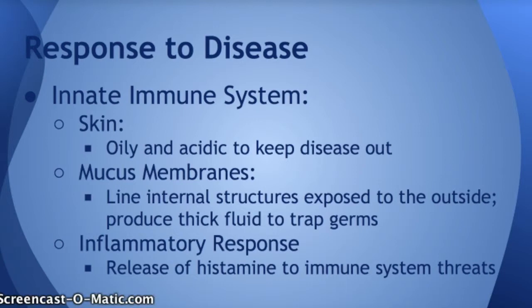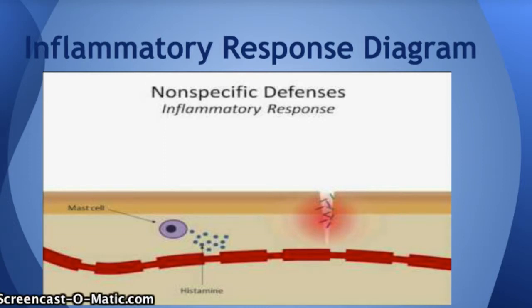And here's a diagram of the inflammatory response system. It shows the mast cells identifying predator cells and then the histamine cells releasing and causing swelling.